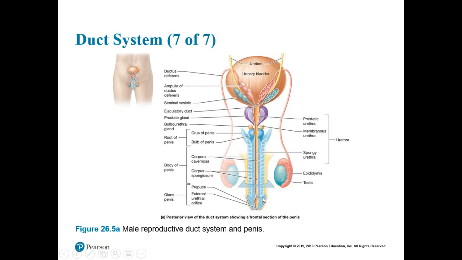The penis right here is divided up into several sections: the glans penis, the body of the penis, and then the root of the penis. The rest of it is divided up into corpora cavernosa and corpus spongiosum, which is spongy tissue that can be filled with blood. Now, running through the middle of it, but more inferior, is the actual urethra itself.